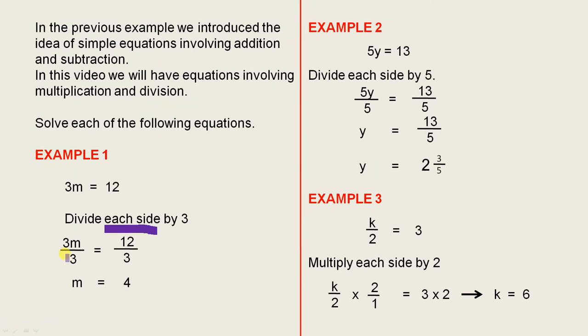The 3's cancel to give us m, so there's our m. And 12 divided by 3 is 4, so m equals 4. And you can see 3 4s are 12.